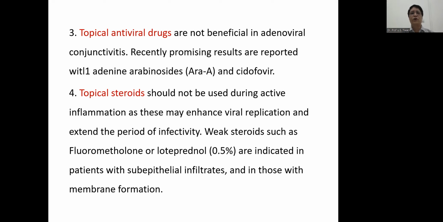Topical steroids should not be used during the acute inflammation, as these steroids may enhance the viral replication and extend the period of infectivity. Weak steroids such as fluorometholone or loteprednol 0.5% are indicated in patients with subepithelial infiltrates and in those with membrane formation. So actually, they indicate a more severe form of the disease where steroids may be indicated. Of course, our choice is a weaker steroid, which has less propensity for a rise in intraocular pressure.